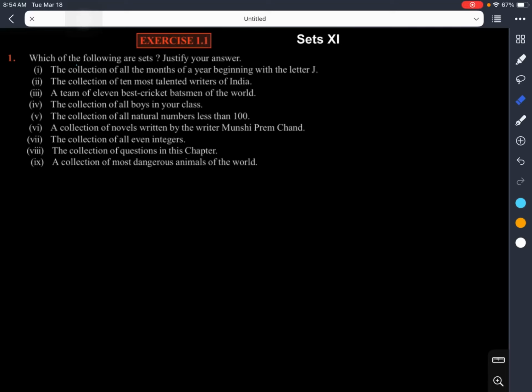So from today and onwards, I'll be posting videos regarding solutions of CBSE Mathematics textbook class 11th. The first chapter is sets. Let's try to understand a little about sets.